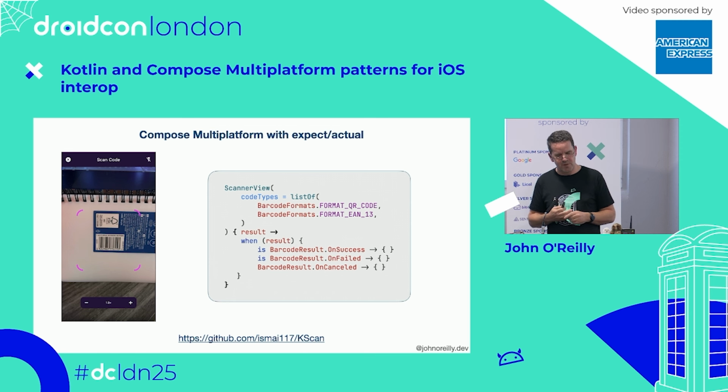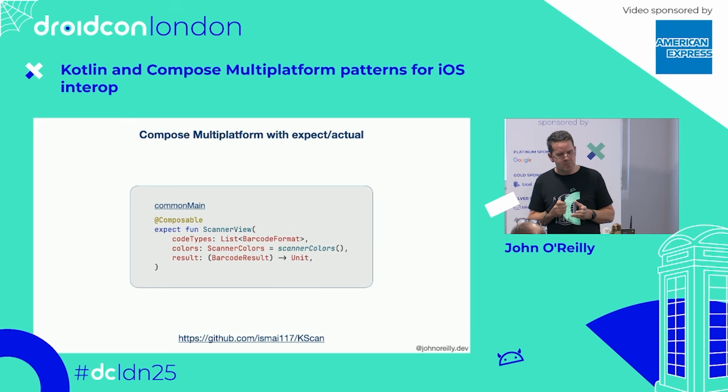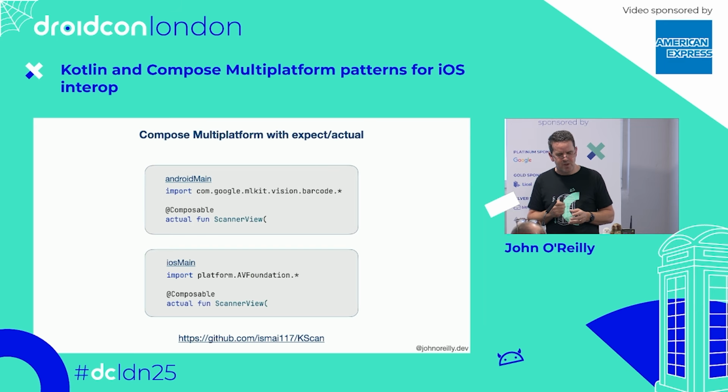So often this interop is done already for you using this approach in the increasing number of CMP libraries out there. For example, this is code that's using the Kscan barcode scanning library from Ismail Mohammed, a colleague of mine at Kraken. Under the hood, that library uses MLKit on Android and AV Foundation on iOS. The scanner view composable is defined as an expect function in common code. And then we have Android and iOS specific implementations in their respective source sets, using, as mentioned, MLKit for the implementation on Android and AV Foundation on iOS. But again, consumers of scanner view writing compose code in common main are abstracted from these platform differences.